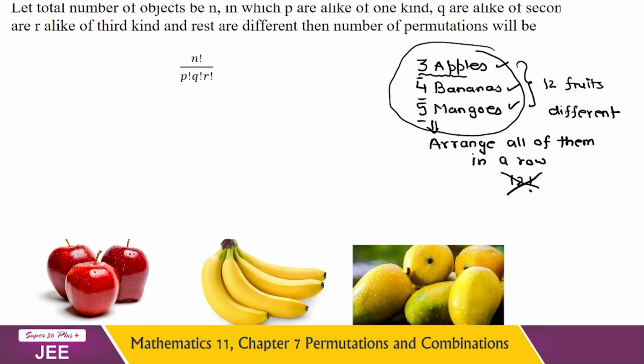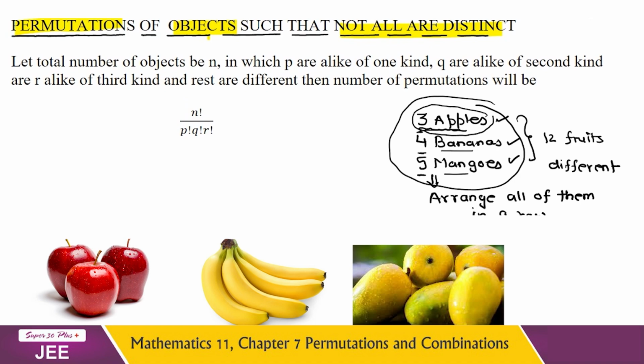If the question says that the apples are not the same, then we would have considered them to be different. But in this case it has been given that apples are the same, bananas are the same and mangoes are the same. Fruits of the same category are alike. So the answer is not going to be 12 factorial. The answer is going to be different. So we have to understand how we make permutations of objects if not all of them are distinct, as it is happening in this particular case.